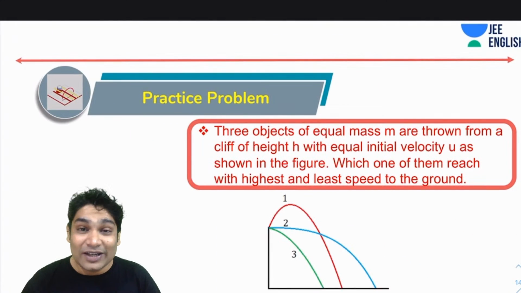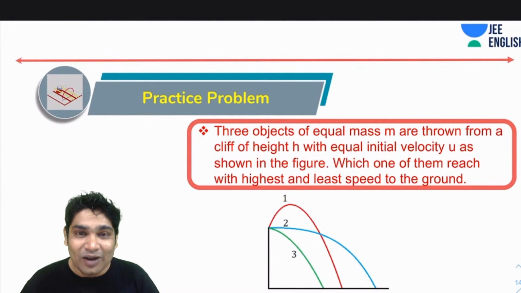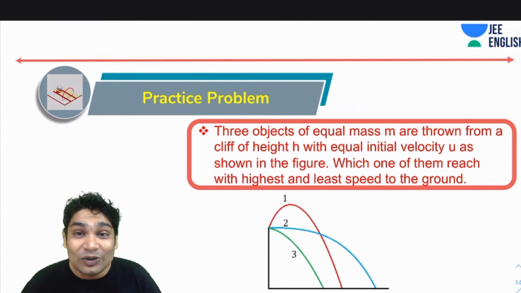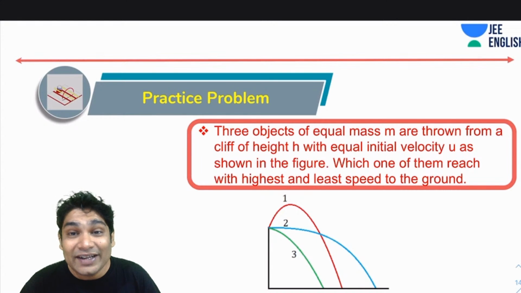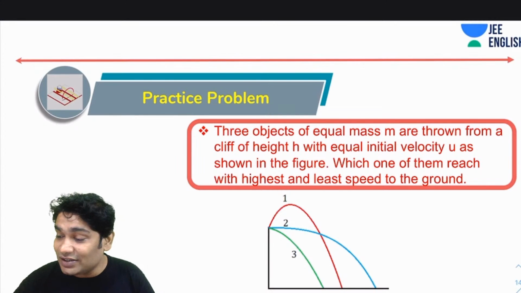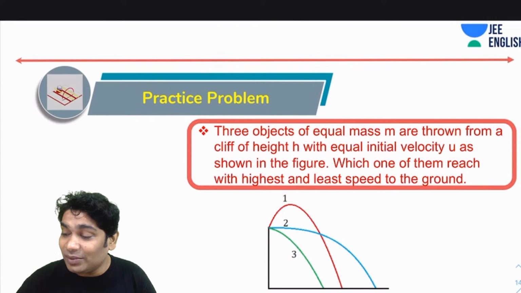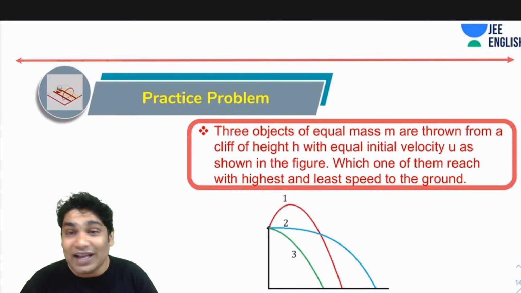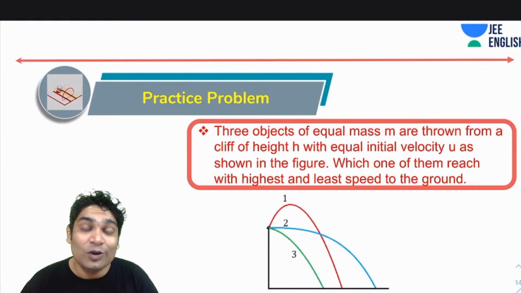All right, let's move on and talk about one more problem. You've been told 3 objects of equal mass are thrown from a cliff of height h with an initial velocity u as shown in the figure. Which one of them will reach the ground with the highest and the smallest speed? There's your 1, 2 and 3, all released from this point. You have to tell me which one will reach with the highest speed and which with the lowest speed.